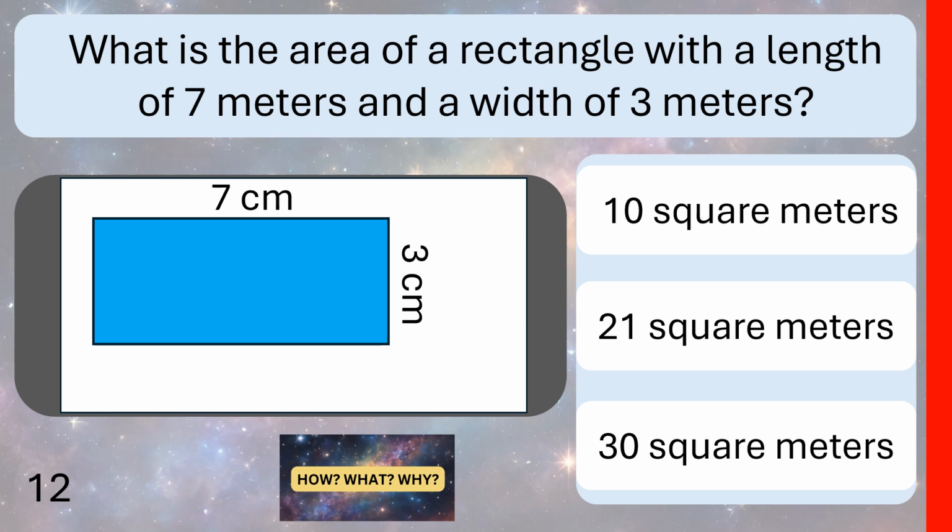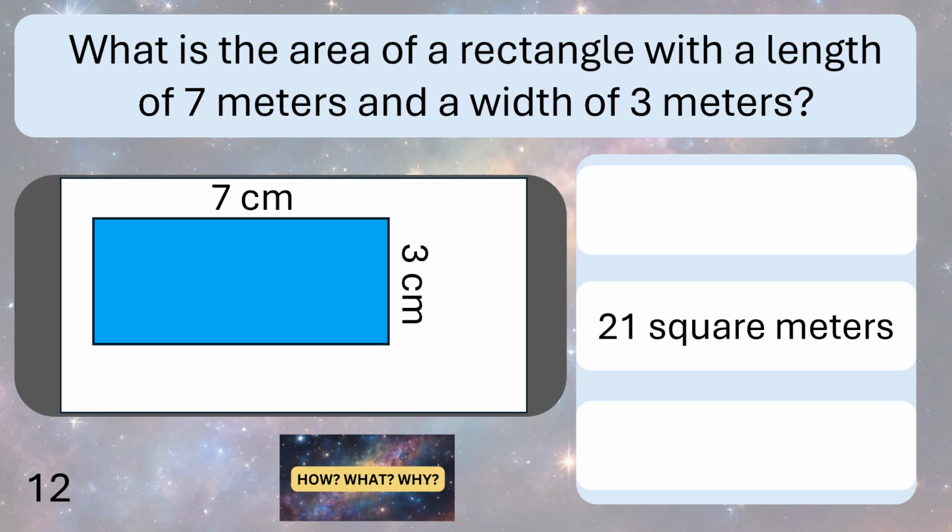What is the area of a rectangle with a length of 7 meters and a width of 3 meters? Is it 10 square meters, 21 square meters, or 30 square meters? Of course, it's 21 because we remember how to work out an area as we multiply the base times the height. 7 times 3 equals 21 square meters.